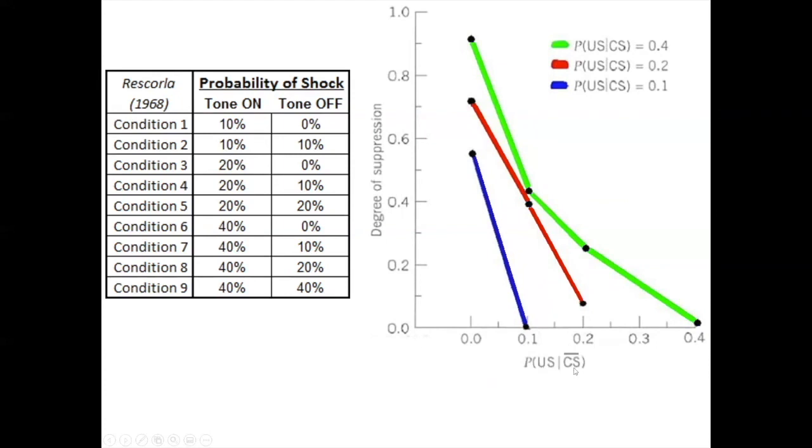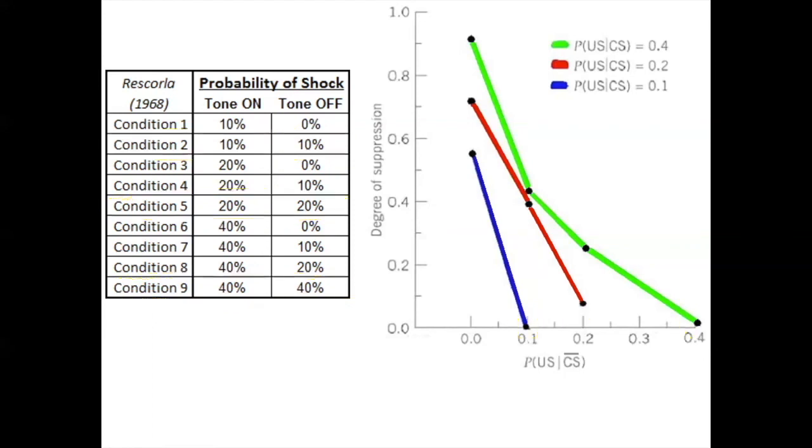And guys, the thing to notice about this graph is that no matter which line we're looking at, whenever the probability of shock was the same when the tone was present versus when it was absent, we see no conditioning taking place, no acquisition of that conditioned freezing response. So these 3 points on the bottom of the graph here correspond to conditions 2, 5, and 9, the ones where shocks were equally likely during the tone on and tone off intervals. As you can see, in those conditions, the rats really didn't suppress their activity at all when they heard the tone. They basically behaved the same when the tone was present as they did when the tone was absent.